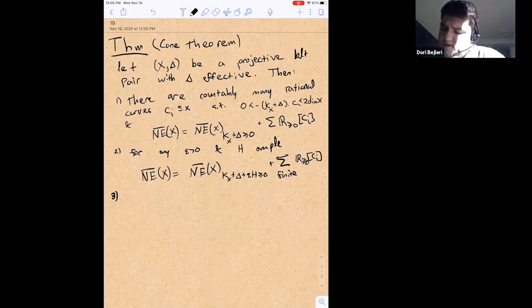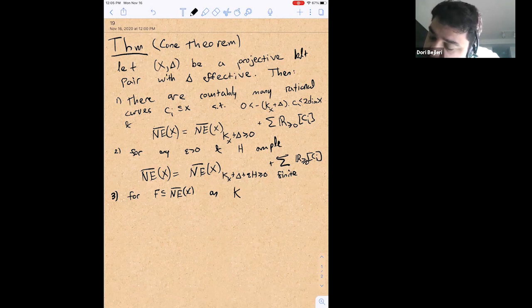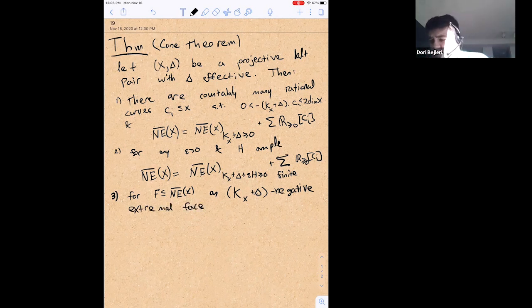And then 3, the existence of extremal contractions. So for F in NE-bar of X, an extremal face, but not just any extremal face. We want a K_X plus Δ negative extremal face. Then there exists an extremal contraction. And there exists a unique extremal contraction φ_F from X to Z, which is a projective morphism.